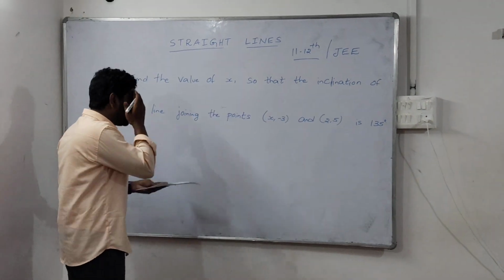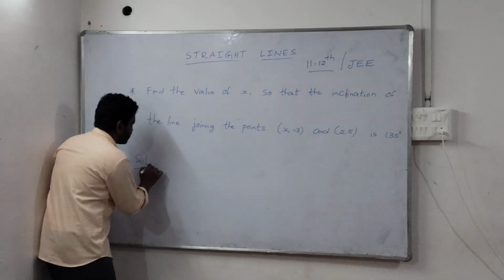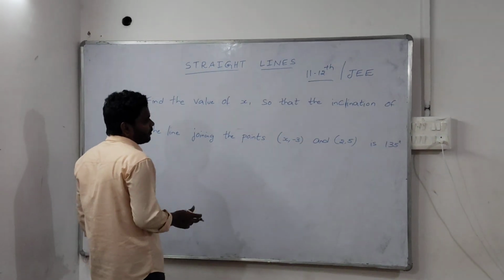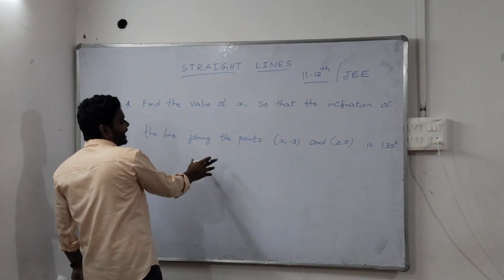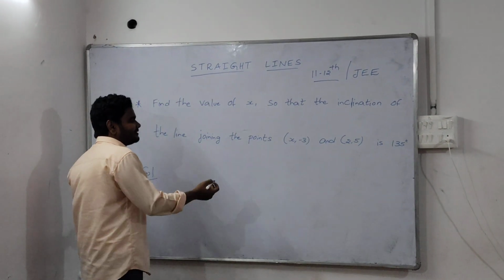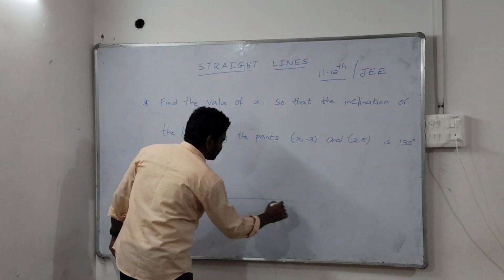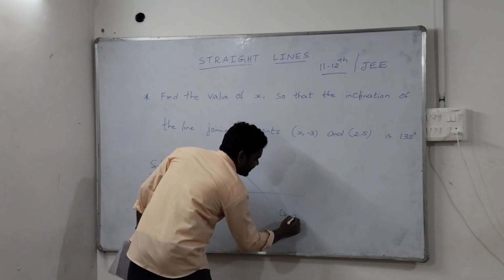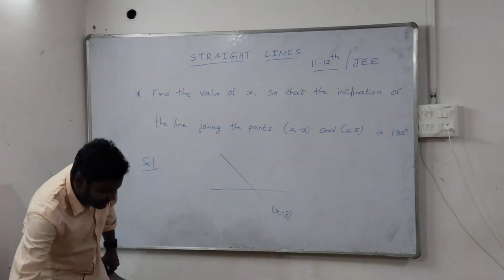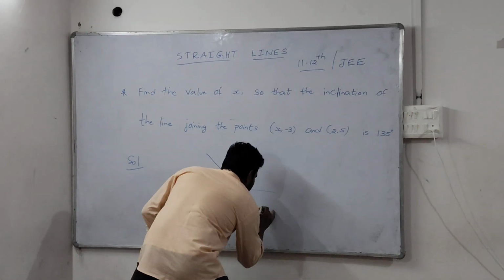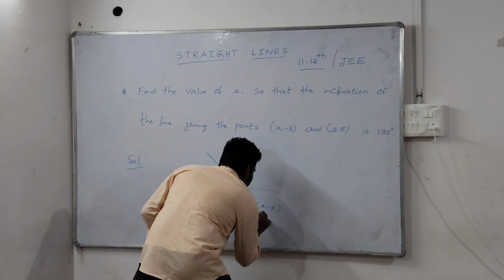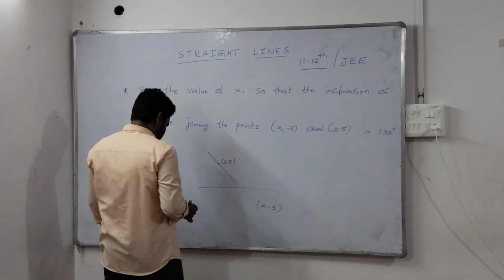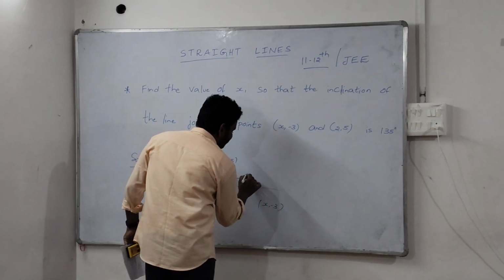So what is given? We will try to solve this question. The value of x is required. The inclination of the line joining these two points is 135 degrees. Say this is the x-axis and this will be the line. X comma minus 3 will be on the downward side, as minus 3 is a negative coordinate. The other point will be 2 comma 5 here, and the inclination between them is given.